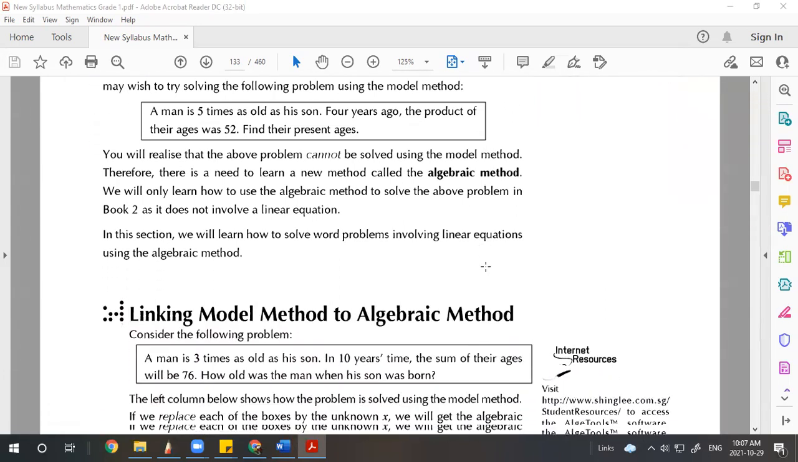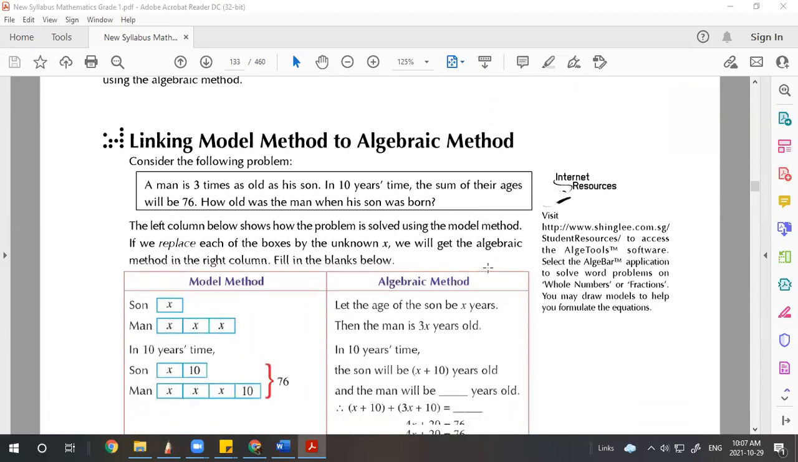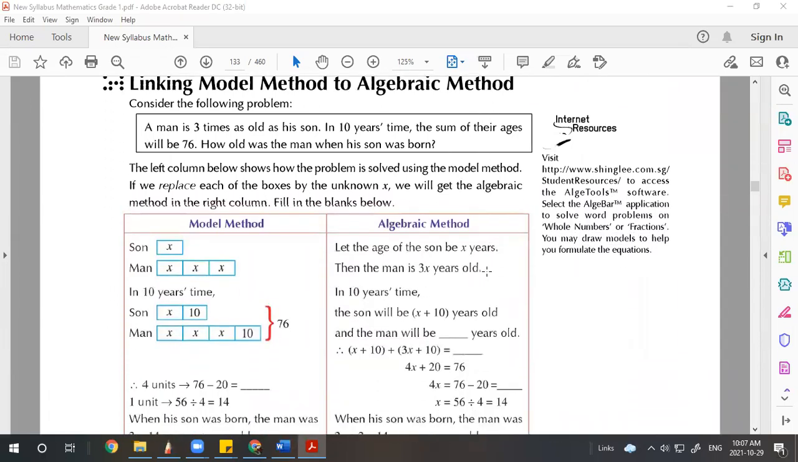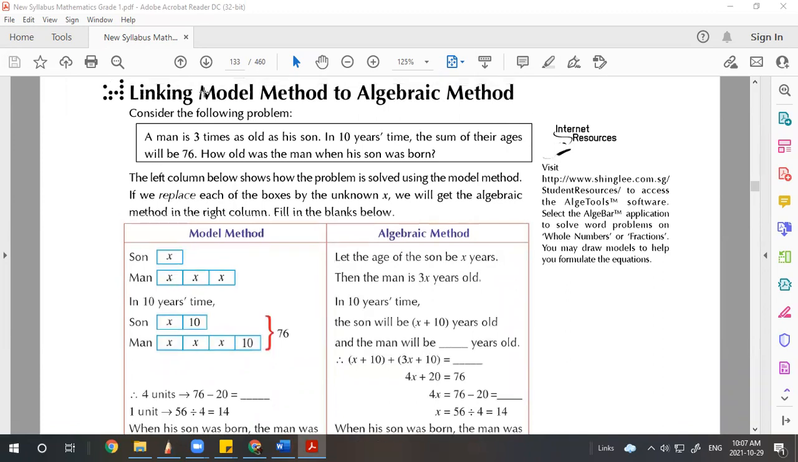Okay, let's try using the model method. For example, here linking model method to algebraic method. So the previous topic or in your primary, you already learned about the model method. So a man is 3 times as old as his son. In 10 years time, so if you add 10 here for son and for man as well, the sum of their ages will be 76. So their total ages is 76.